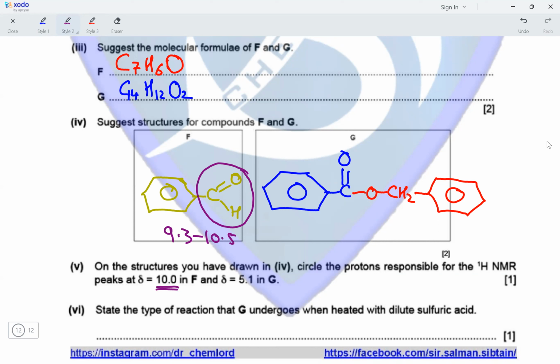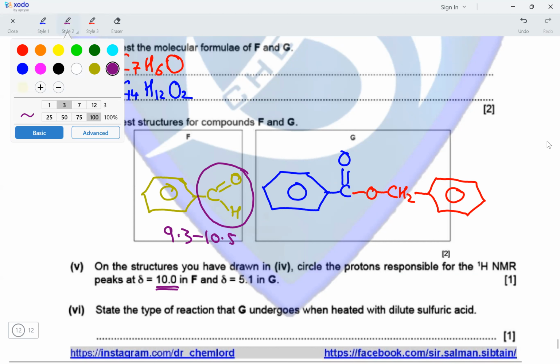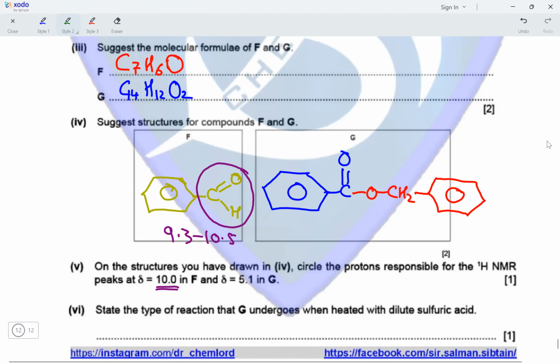And the peak for the 5.1 chemical shift value is because of the CH2 group present between an aromatic ring and next to an oxygen atom. So this would give us a peak in the range of 5.1 in compound G.